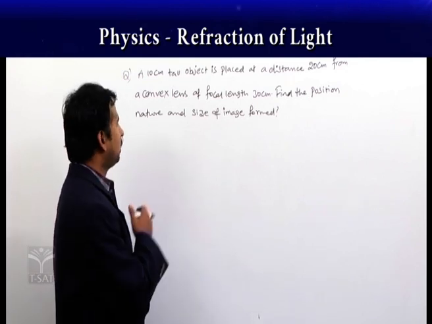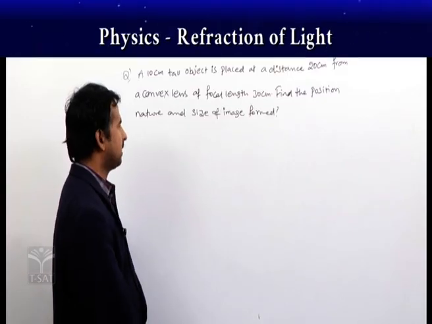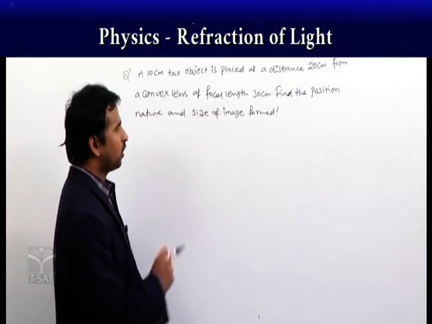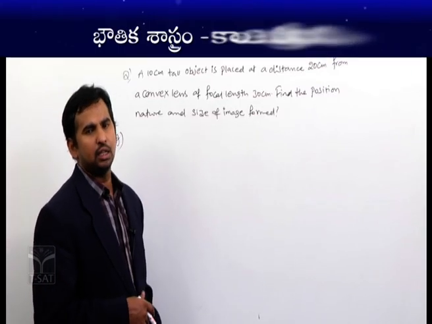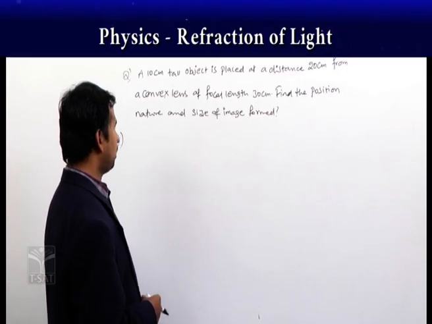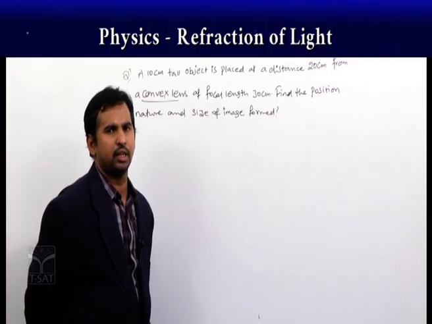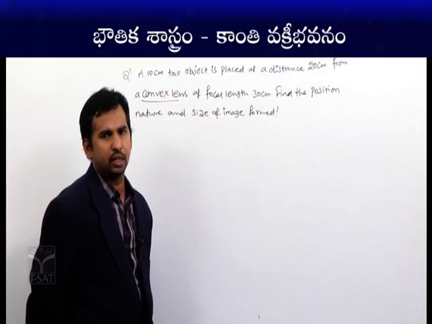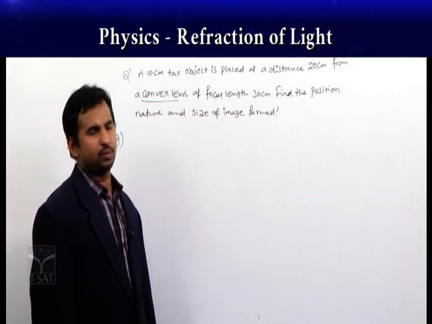Okay. Now, given that the 10 centimeter object is placed at a distance of 20 centimeters from a convex lens whose focal length is 30, it means that as the object distance is less than the focal length, the object is placed between the focus and the optic center, and we are using a convex lens. So, this is the sixth special ray diagram, in which we get a virtual and erect image, and not only that, we get an enlarged or magnified image.